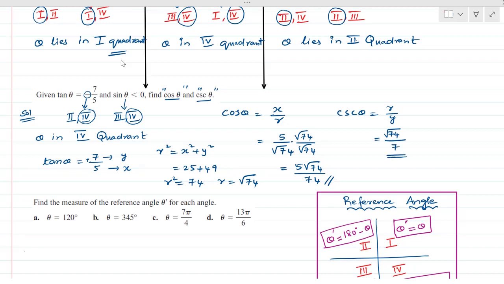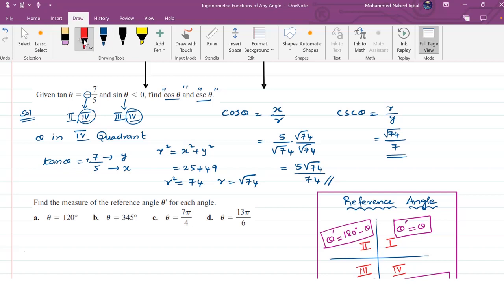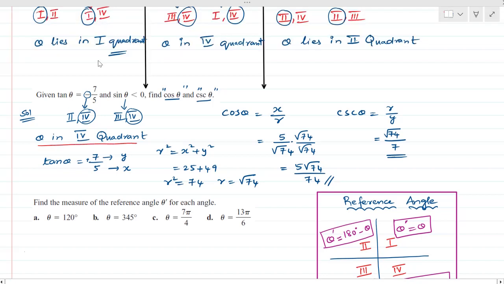So that's it. But due to the quadrant, a very important thing at the last: theta lies where? Fourth quadrant. Cosine is positive, so no need to write the sign. Now here the cosec is negative, so I write it here as negative. Why? Because it is in the fourth quadrant. All STC. So in the fourth quadrant, cosec is negative.